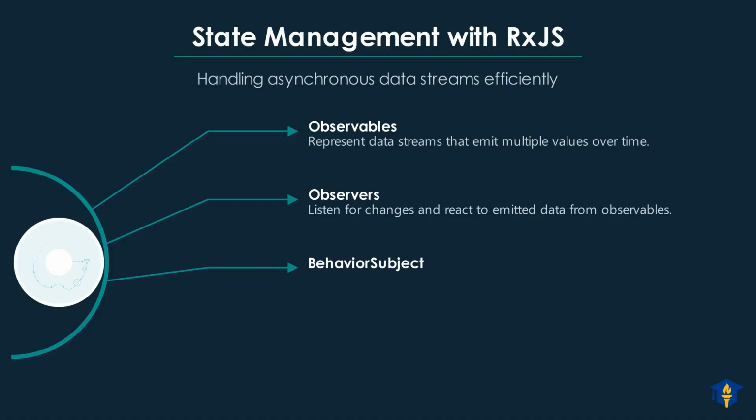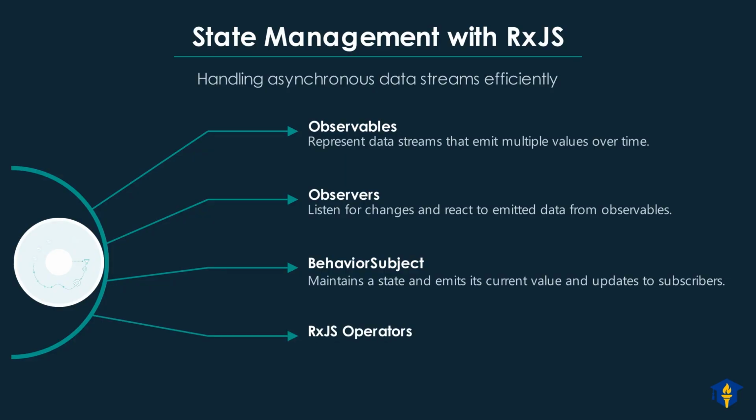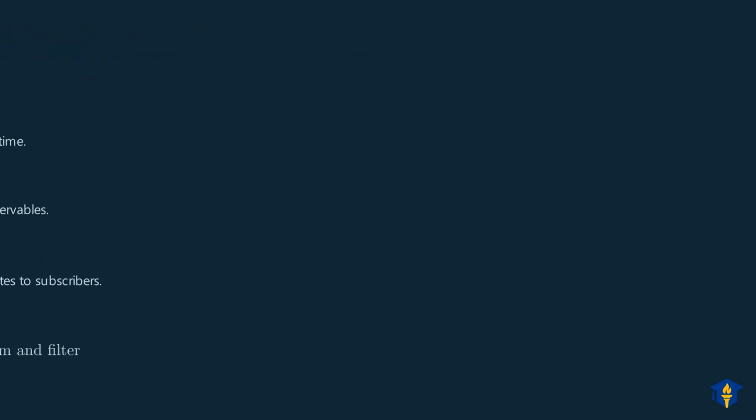A behavior subject maintains a state and emits its current value and updates to all its subscribers. This makes it excellent for sharing and updating state across multiple components reliably. RxJS operators are functions like map and filter used to transform and filter data streams. They allow you to manipulate data as it flows through your observables, enhancing control.